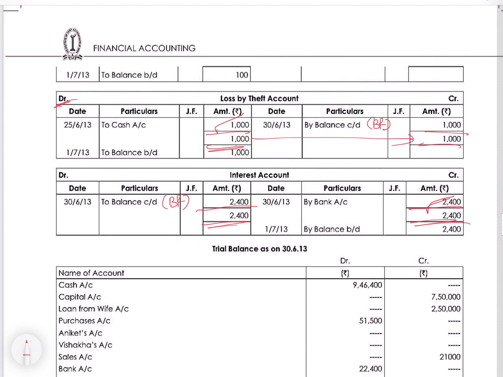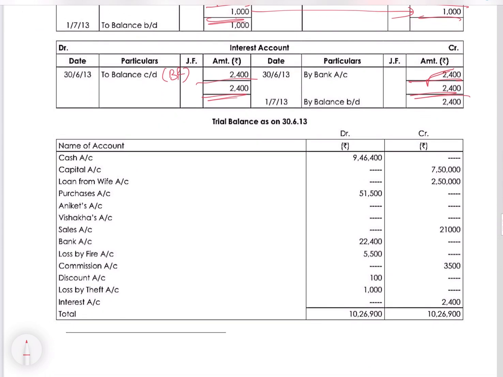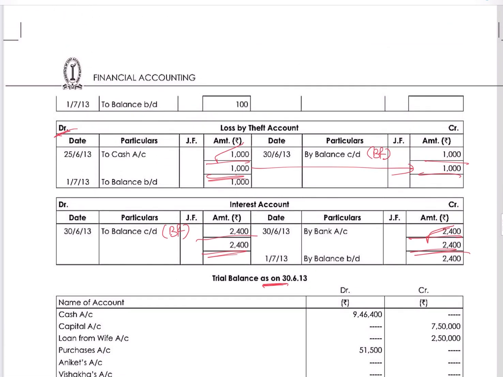When the ledgers are closed, we will prepare a trial balance. This is the trial balance as on 30th June 2013. It's not for a period, it's for the last date, the last day of June. What is the status of all my ledger accounts? We will go to each ledger and see the balances.